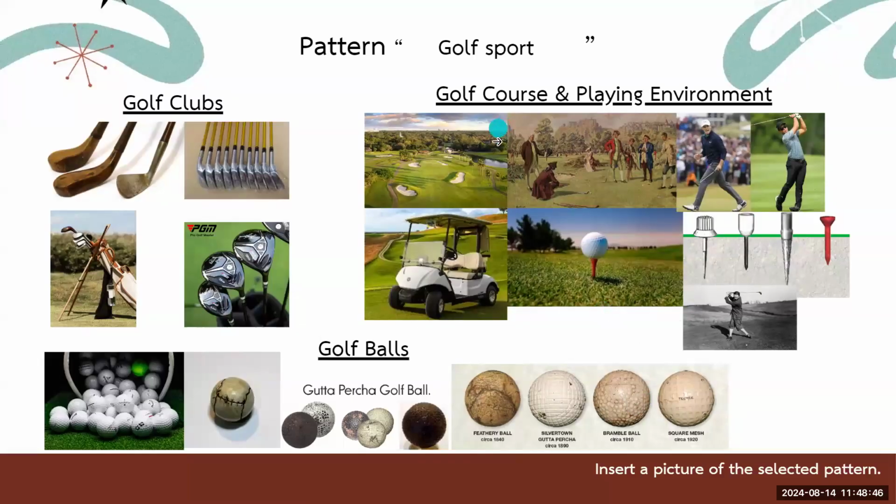Right. So our group, we use golf as our topic. We categorize these items into three different types, which are golf clubs, golf balls, and the golf course and play environment. Yeah, so it looks like this. Next, we will go through this.